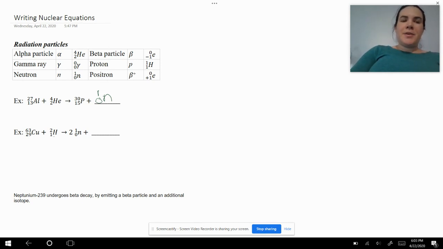Again, bottom numbers should add up to the same amount before and after. And top numbers, same thing as well. So the bottom numbers add up to 30. We have nothing on the bottom here, so that will be 30 here. 63 plus 2 gives you 65. This means there's 2 neutrons, so that's 2 on the top. So that means we're going to have 63 more on the top to get to 65.